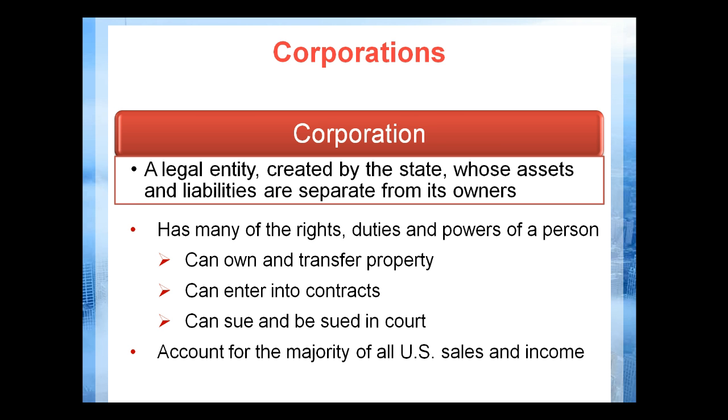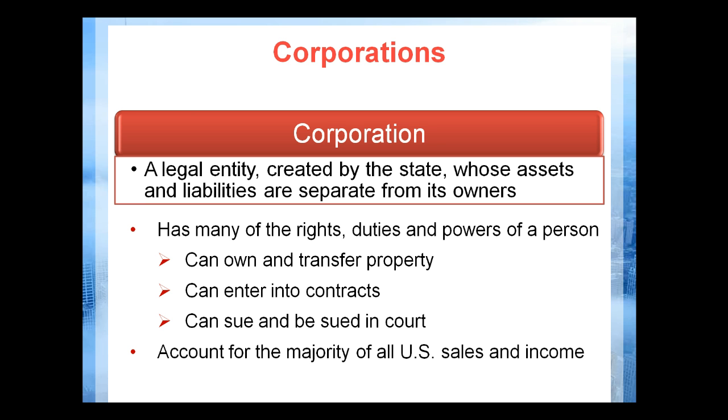Corporations, we have two types. One is going to be a C corporation, which is a regular corporation, and the other is an S corporation, which is a subchapter of a regular corporation. The regular corporation is a legal entity. It is separate and distinct from its owners. It can own and transfer property. It enters contracts, can be sued or sue in court. It is a legal entity. It is separate and distinct from its owners, and its assets and liabilities are not part of its owners'.